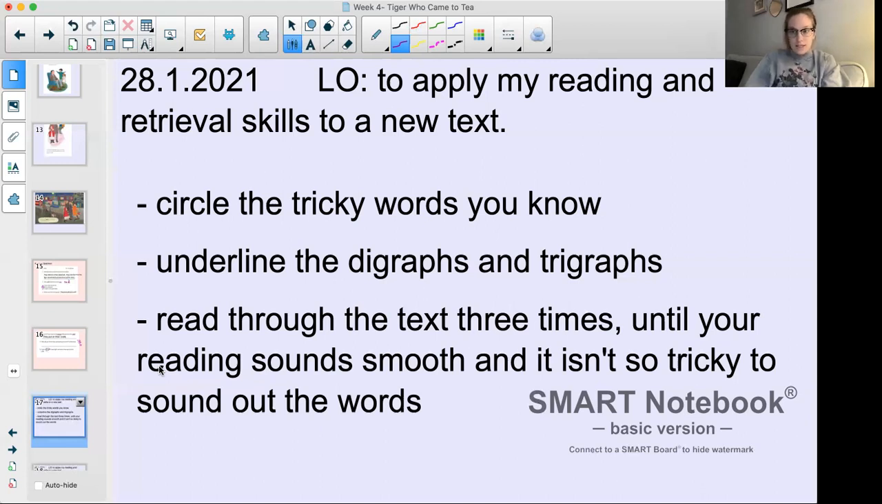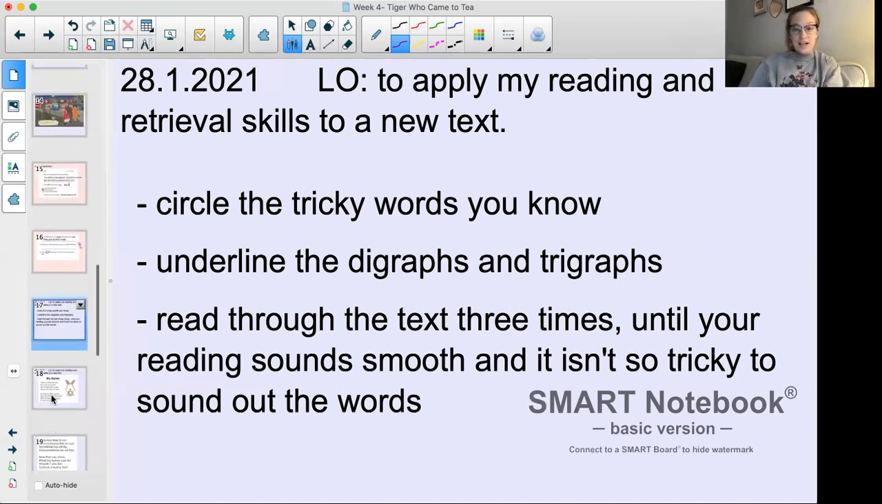So a big part of our lesson today, a good 10 minutes needs to be just practicing reading the text because that's what's going to help us to become really good, smooth, fluent readers. So that's the first step, and let's get started.